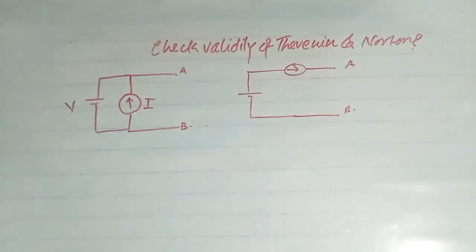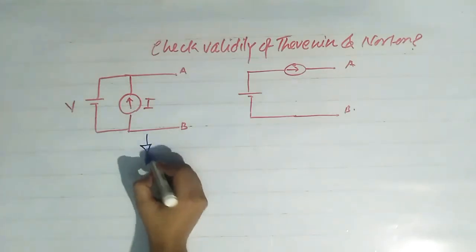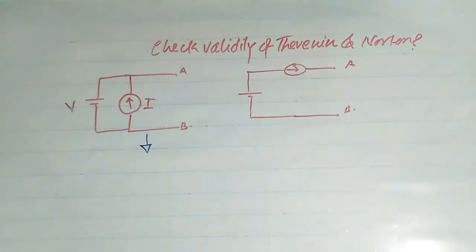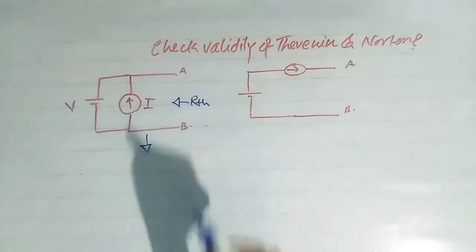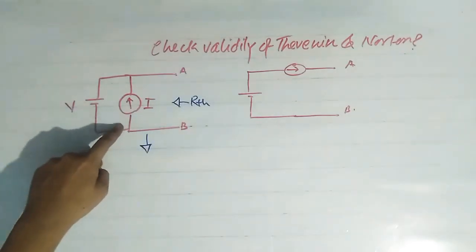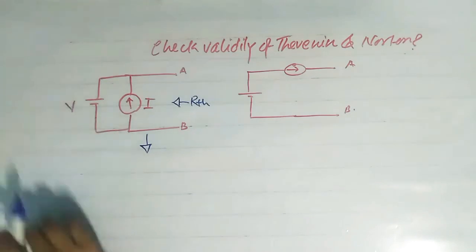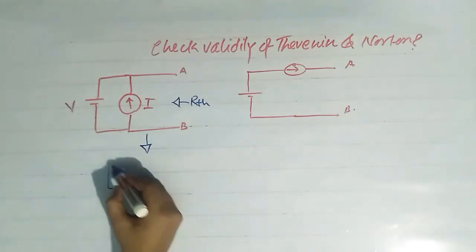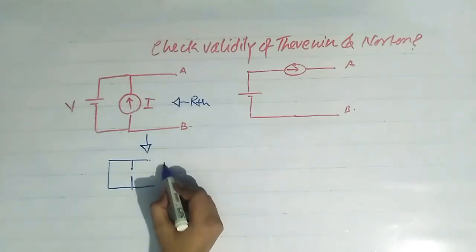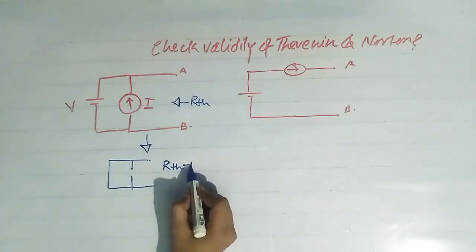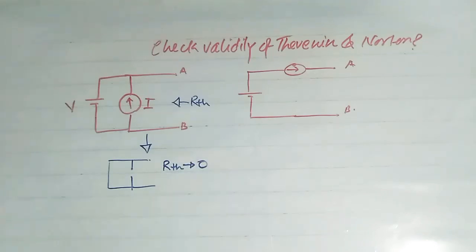Now take this question. Two circuits are given and we have to check the validity of Thevenin and Norton theorem for these two circuits. First take this circuit. Here in this circuit, what is RTH? To find the RTH we have to open the current source and short the voltage source. So we will get a circuit like this.